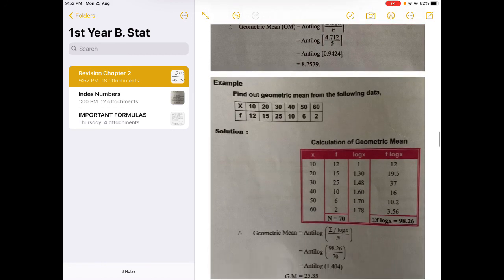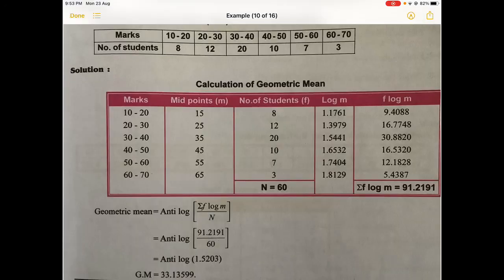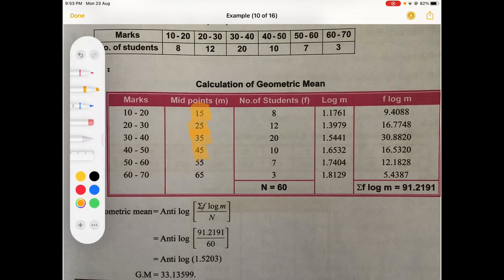All right. So let's see a problem in action. We are given the class intervals here and we are asked to find the geometric mean. So we have 10 to 20, 20 to 30, 30 to 40, and so on. We first take the mid values of each class interval. Then we write down the respective frequencies. We find the total n is equal to 60. Then for each mid value, I find the log value. So this whole column is the log values.